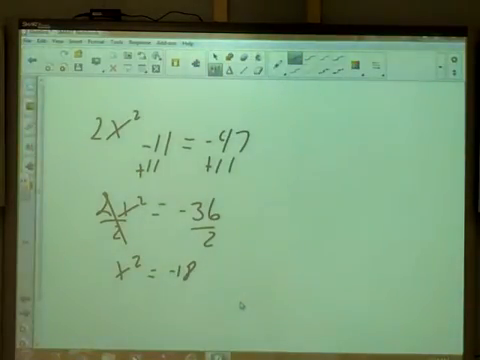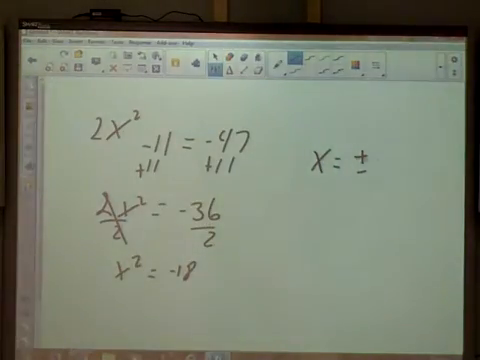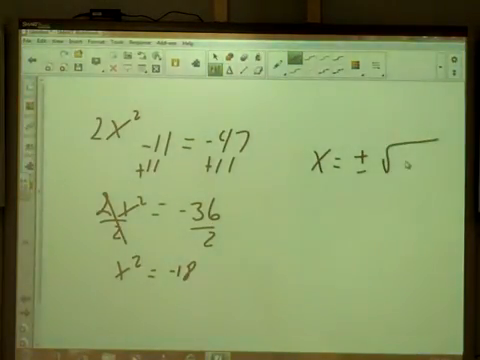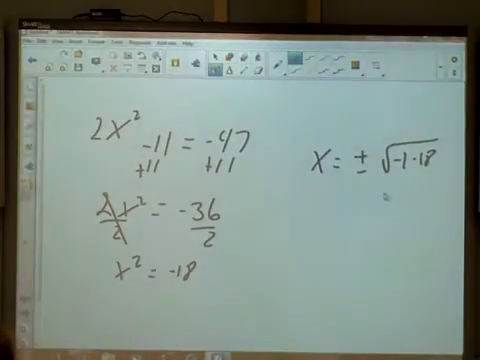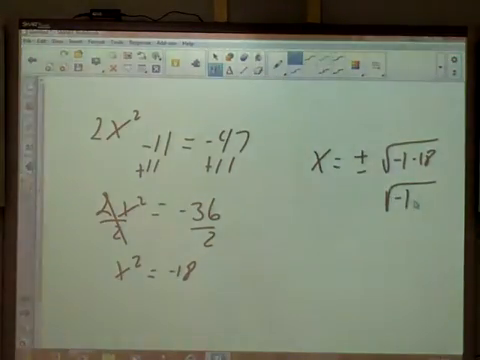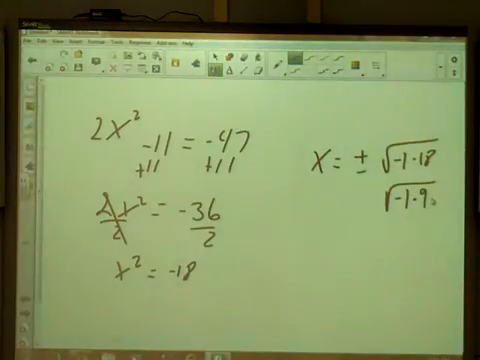So x is going to be plus or minus, because I'm undoing the squared by square rooting, right? The square root of negative 1 times 18. Is 18 a perfect square? No. What's the biggest perfect square that'll go evenly into 18? 9. So this is going to be the square root of negative 1 times 9.